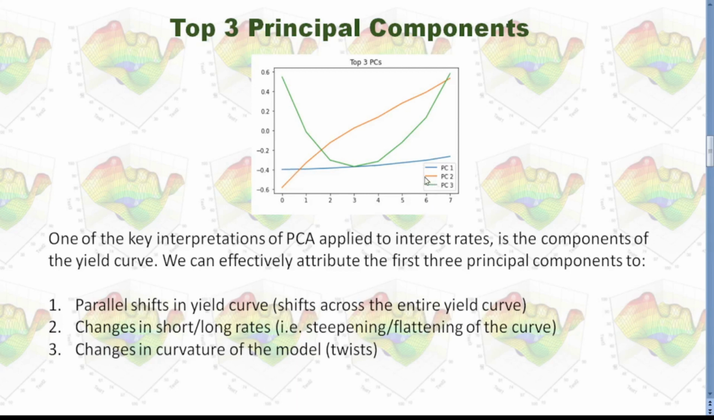And if you check the second principal component, this one, it is the change in short and long rates. So it is either steepening or flattening of the curve. If you check the third principal component, this one, this is the change in curvature of the curve. So it is the twist.